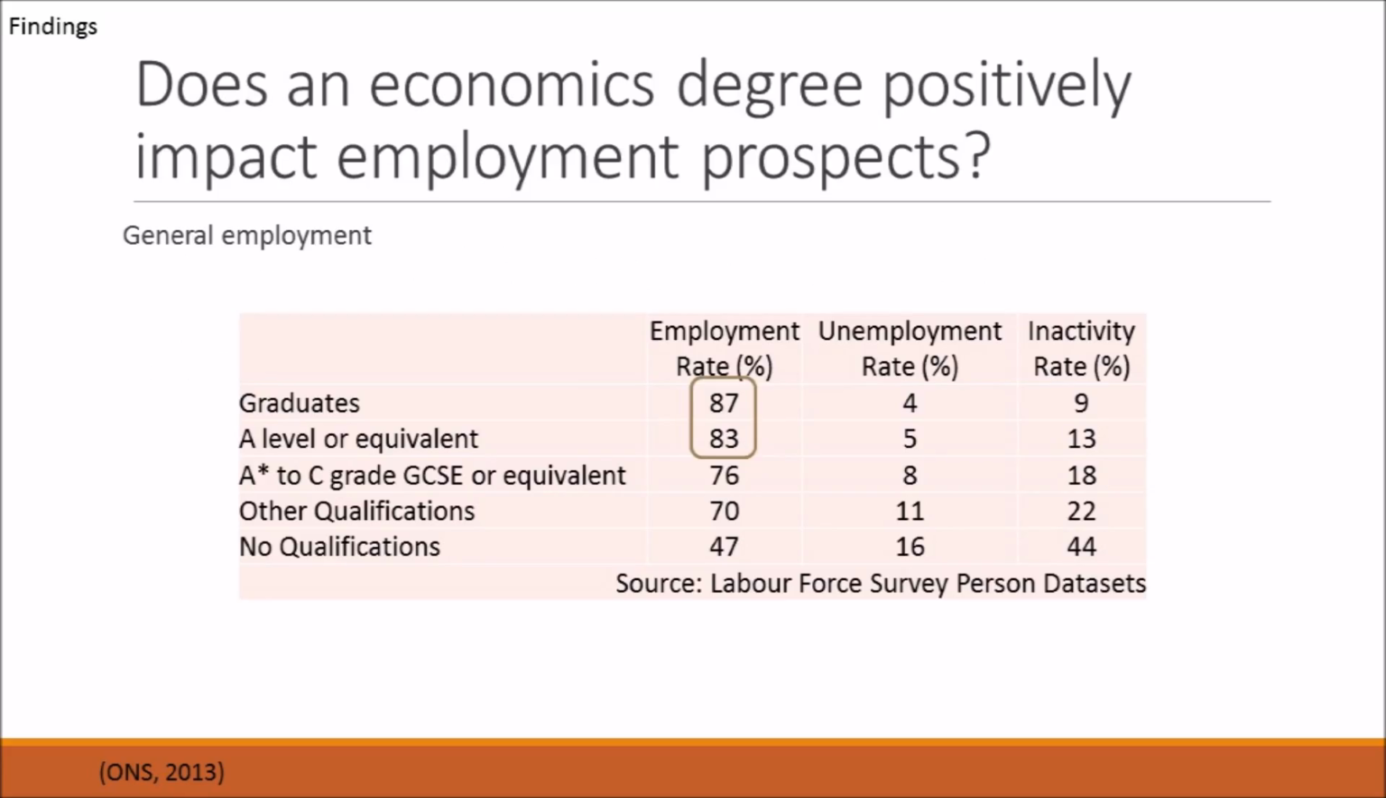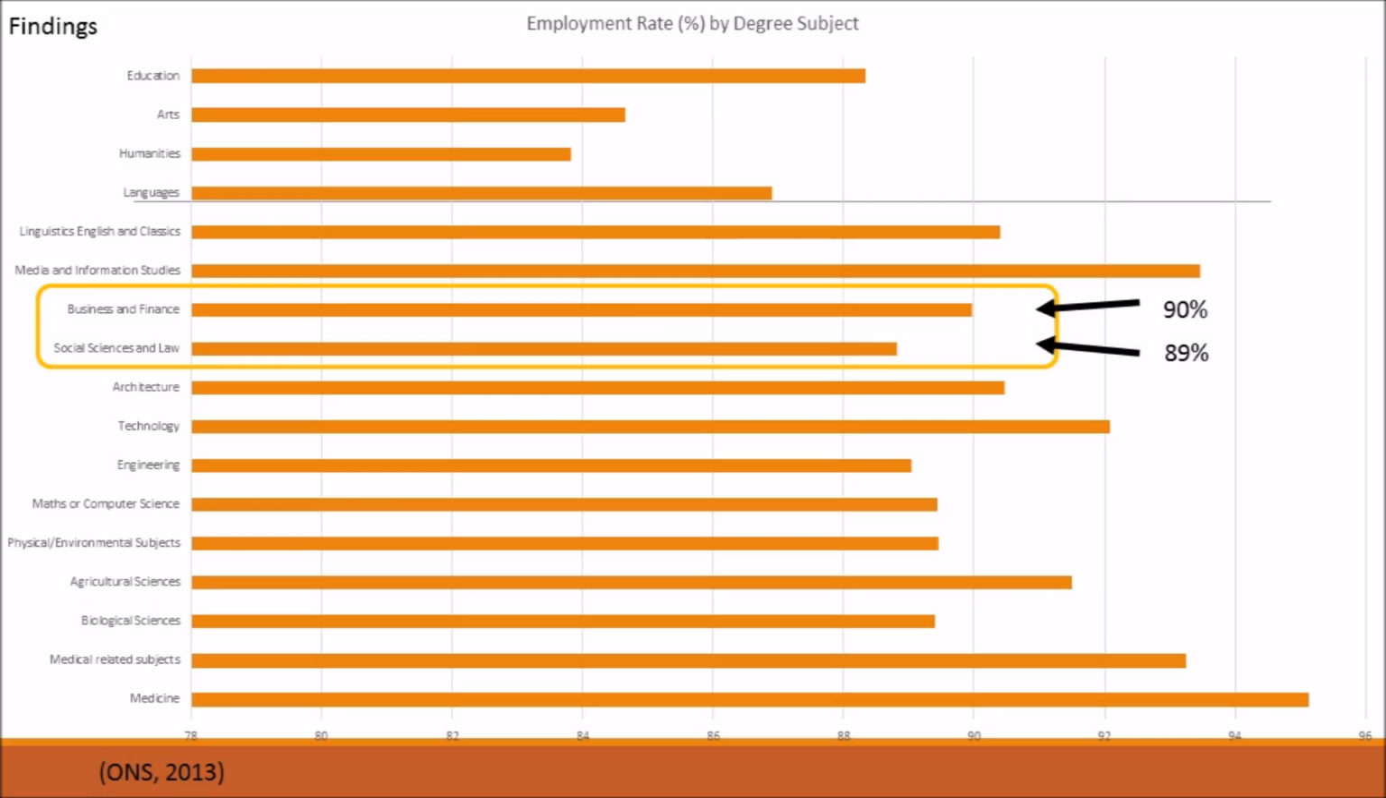This ONS data, broken down by education level, indicates higher employment levels for graduates versus non-graduates, which is expected. Again, using the data from the ONS, we can look somewhat more specifically at employment level or a rough proxy for economics graduates. It's slightly higher than average for graduates, though not dramatically.